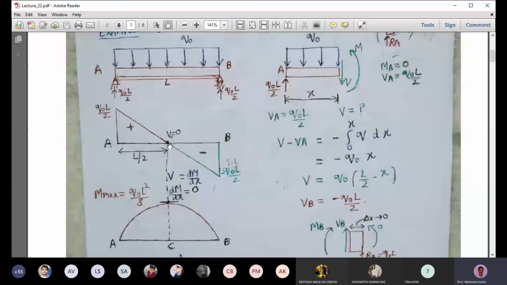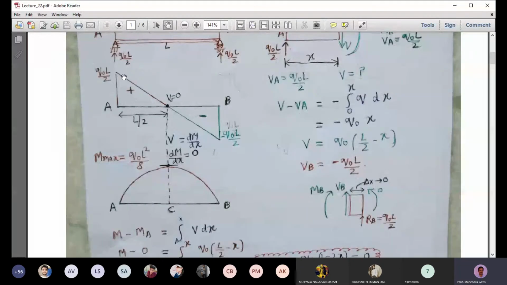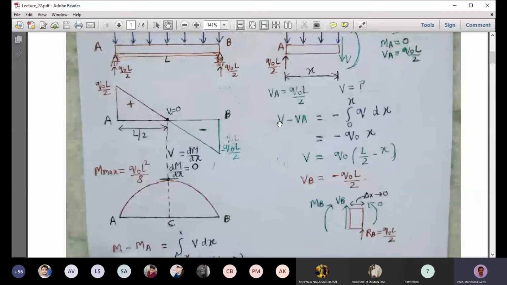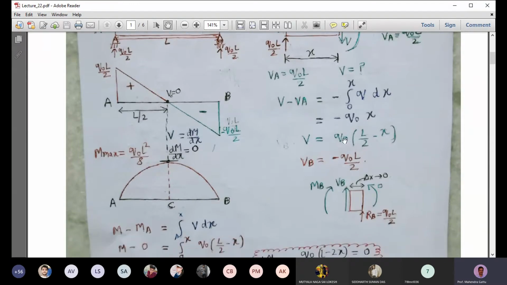Okay, so we can get the equation for this line using the fact that the change in shear force is equal to the area under the distributed load. So suppose we want to find V at any cross section. V minus VA is equal to minus integral 0 to x of q dx. Q is constant, so it will be minus Q naught x, and VA is Q naught L by 2. So V will be Q naught times (L by 2 minus x). Using this relation also we can get shear force at B. If we substitute x is equal to L by 2, we get minus Q naught L by 2.